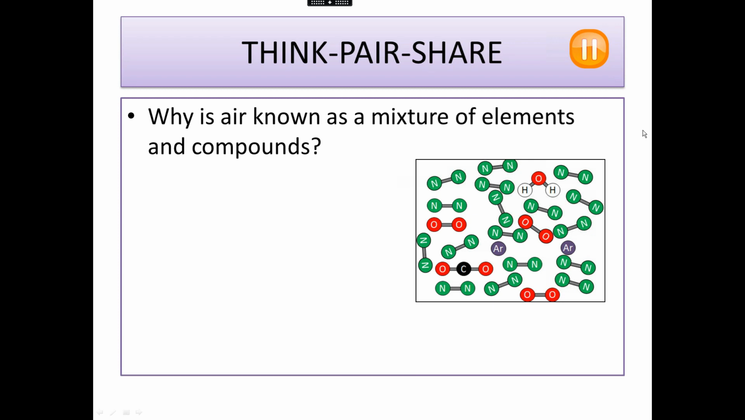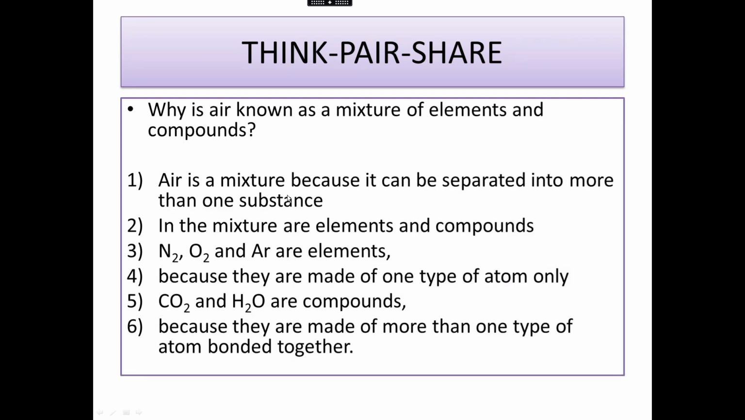Here we go with the answers. What did I say? Air is a mixture because it can be separated into more than one substance. In the mixture are elements and compounds. For example, nitrogen, oxygen, and argon are elements because they are made of one type of atom only. Carbon dioxide and water are compounds because they are made of more than one type of atom bonded together. So in my answer, I've included the meaning of mixture, the meaning of elements, the meaning of compounds, and some examples.